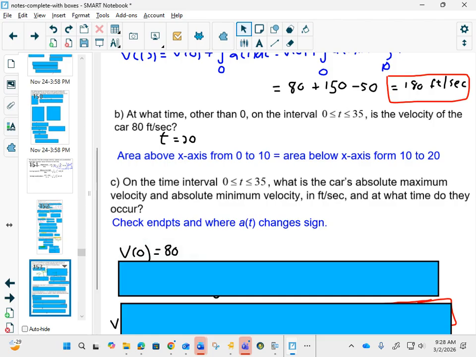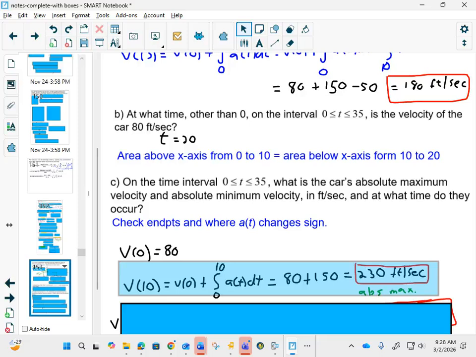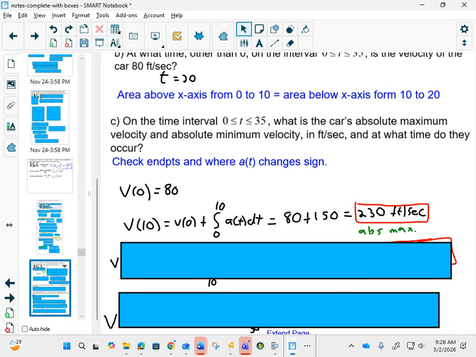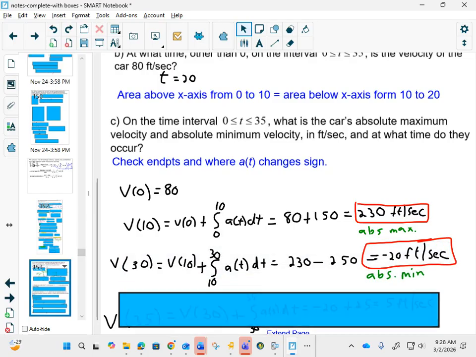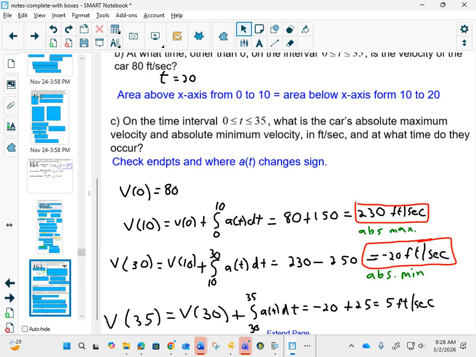So our initial was 80. V of 10 would be 80 plus the change of 150, which is 230. Once we find all of them, you would say, I know that that's the absolute max because it's the biggest. We'd check V of 30, which is -20. We would check V of 35, the other endpoint, and get 5. And from this, we could see our absolute maximum and absolute minimum. This is using the extreme value theorem.